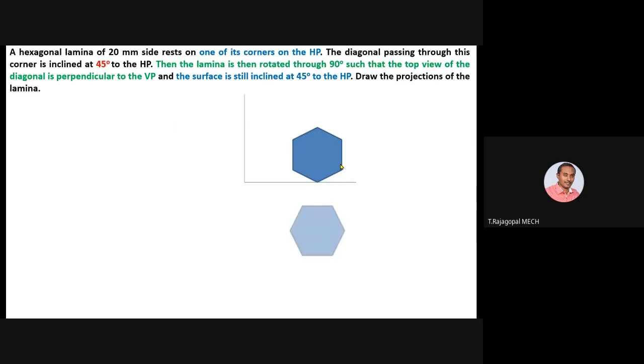Okay. Now you see, after the rotation of 90 degree in clockwise direction, this hexagon's two sides will become parallel. So this is our position of the hexagon in the top view. Now you can proceed with the problem because it is similar to the previous case, what we did for the pentagon.